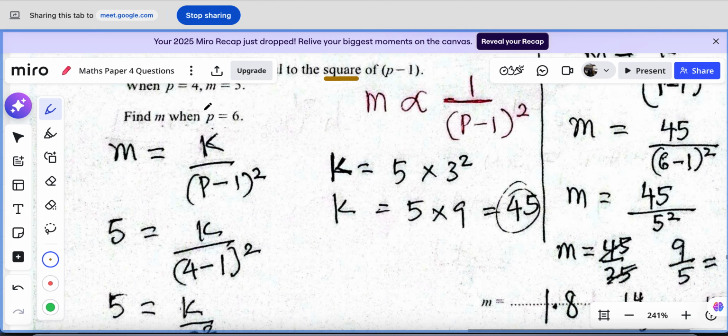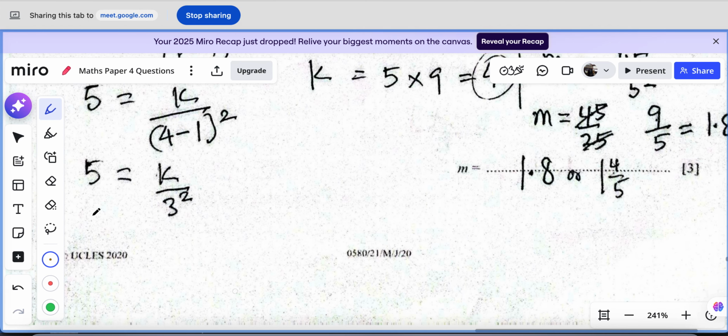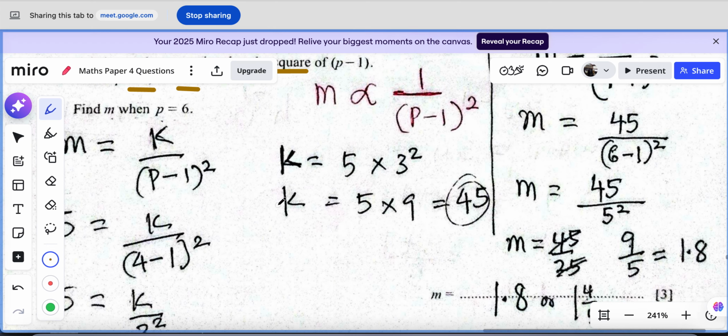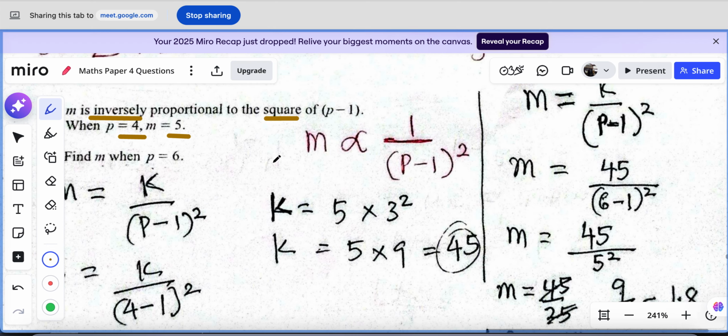Now we will substitute the values. P was 4, m was 5. So 5 equal to k over 4 minus 1 squared. 4 minus 1 is 3, 3 squared is 9. So 5 equal to k over 9. So we cross multiply to find k. So k equals 5 times 9, which is 45. So our k is 45.